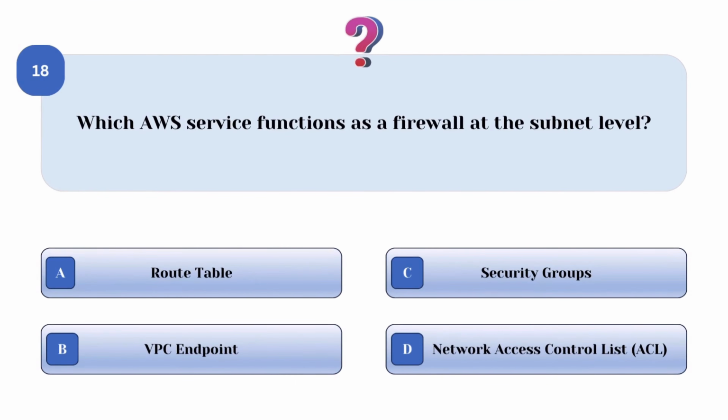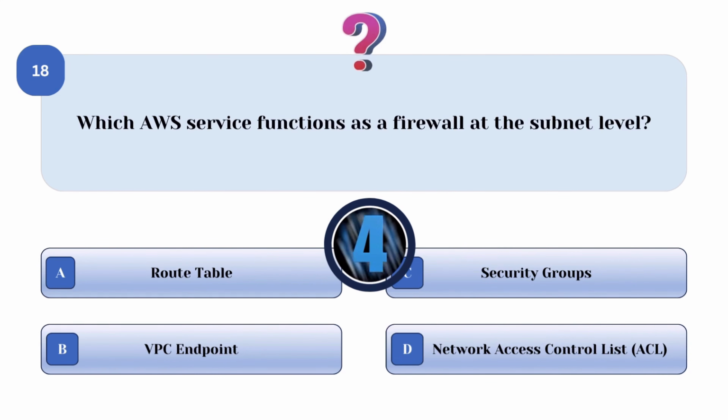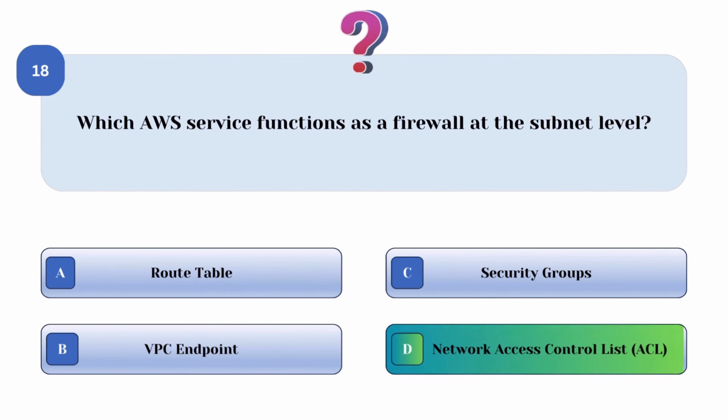Which AWS service functions as a firewall at the subnet level? Correct answer: Network Access Control List. Explanation: NACLs are used to control traffic at the subnet level with stateless rules. Why others are incorrect? Route table directs traffic, doesn't secure it. VPC endpoint enables private connectivity, not filtering. Security groups: instance-level firewall.